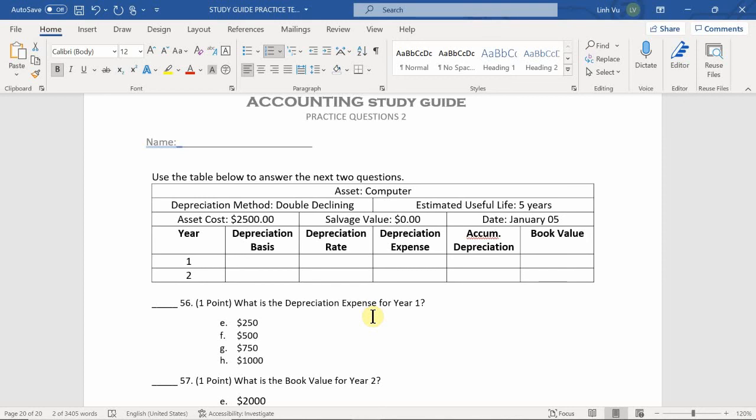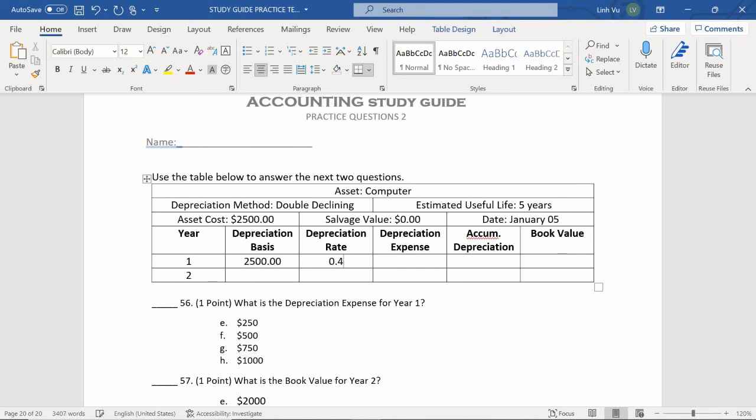So the depreciation basis is the book value. In this case, it's my first year. So what is my total book value now? What is its fair market value? 2,500. Yes, it's going to be the same thing as your asset cost. Good. The rate, let me see, is 1 divided by 5 years times 2. Correct.